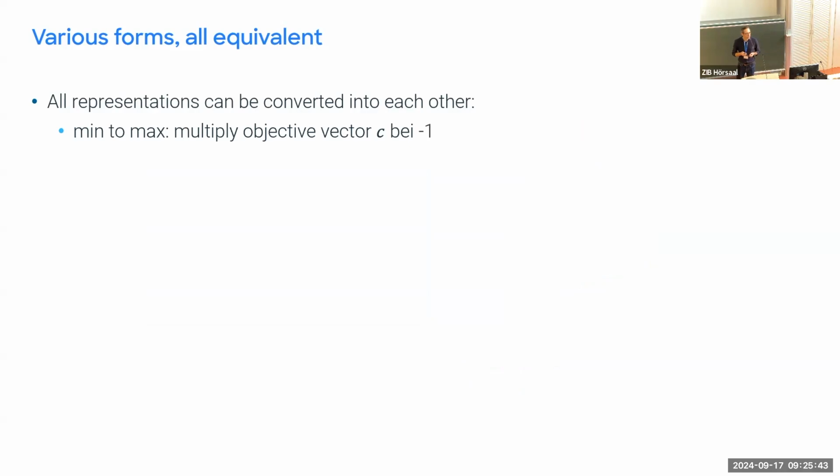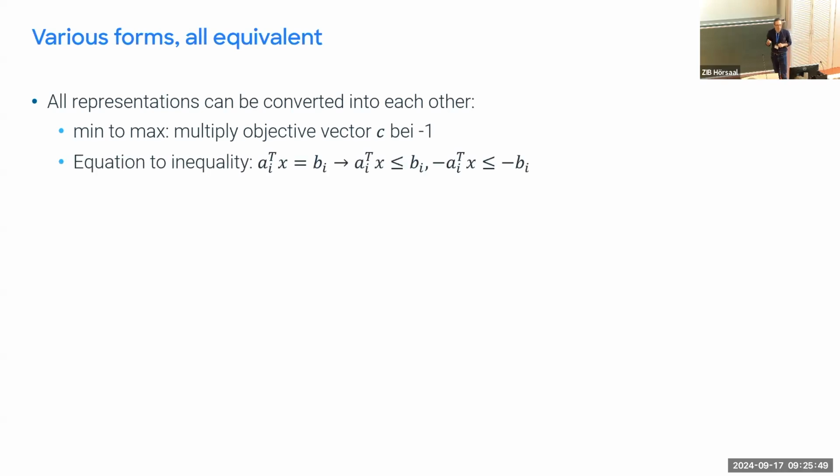How you write down such a linear program, when you build models, there are very many different forms. The previous one was just one standard form, but you can convert all of these forms into each other. So if you have a minimization problem, you can make a maximization problem by just multiplying the objective function by -1. If you have an equation, you can get two inequalities out of it, which are equivalent.